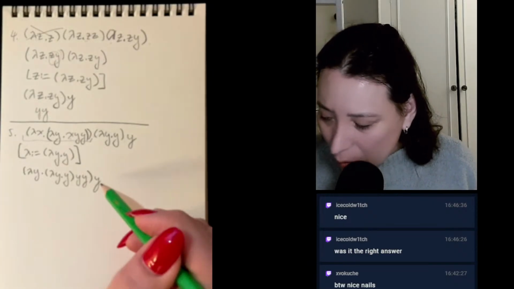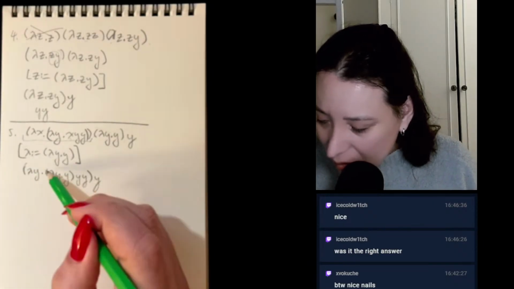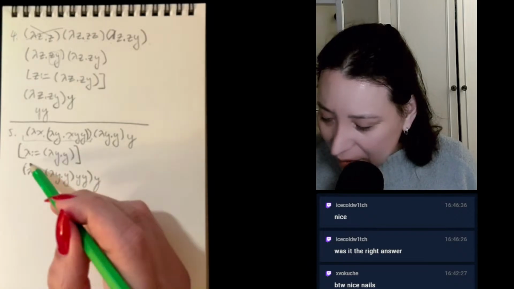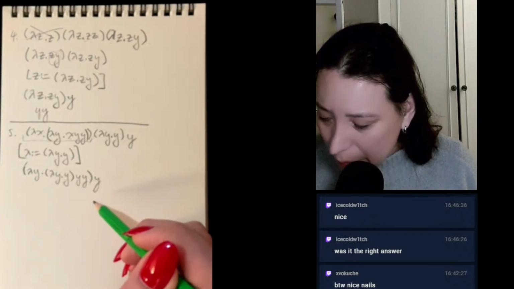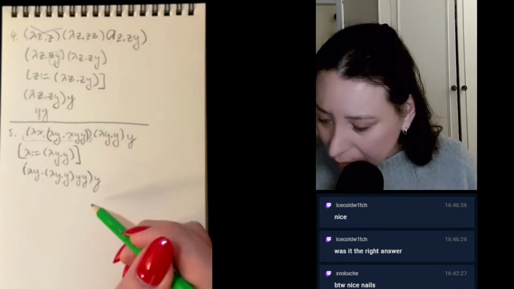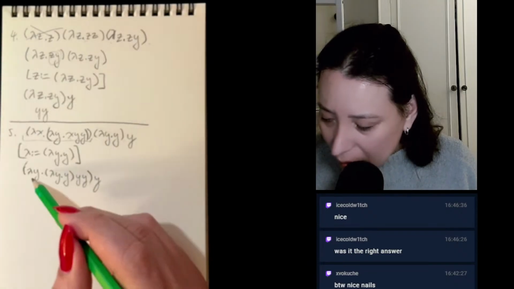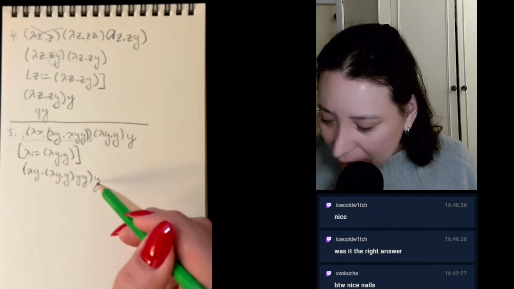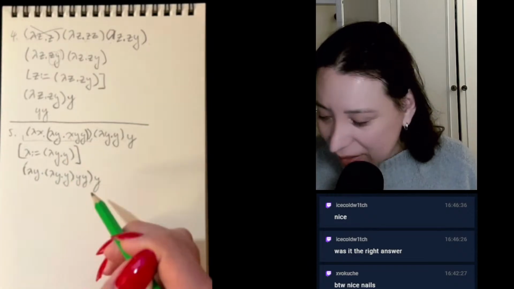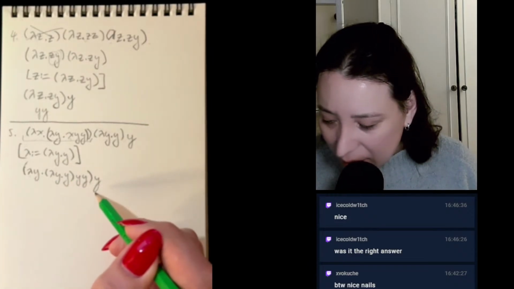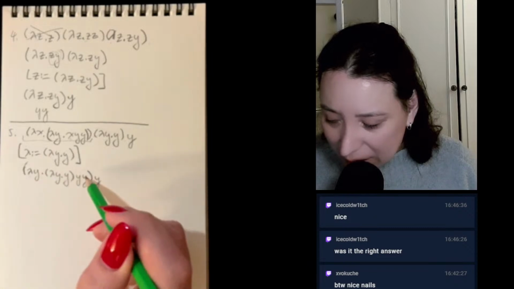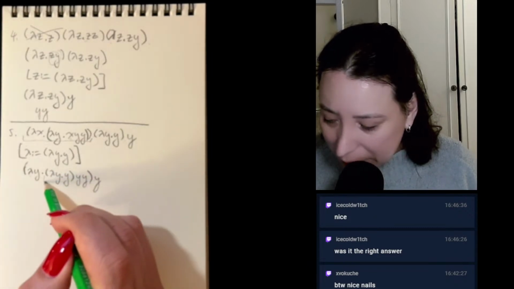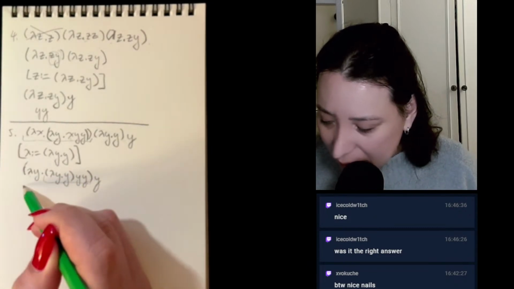Okay, so we still have this function here. So we're going to give it a y, right? So we're going to say y is assigned y, which means nothing changes. So which means we can basically just copy this.